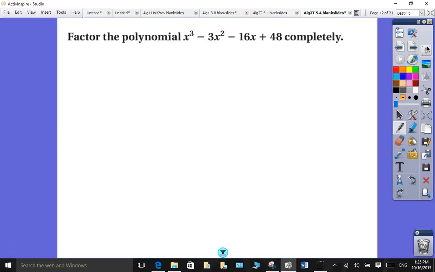So I'm going to write it so there's more space here. X to the third minus 3x squared minus 16x plus 48. Right? So in the grouping method, group the first 2 terms, group the last 2 terms.